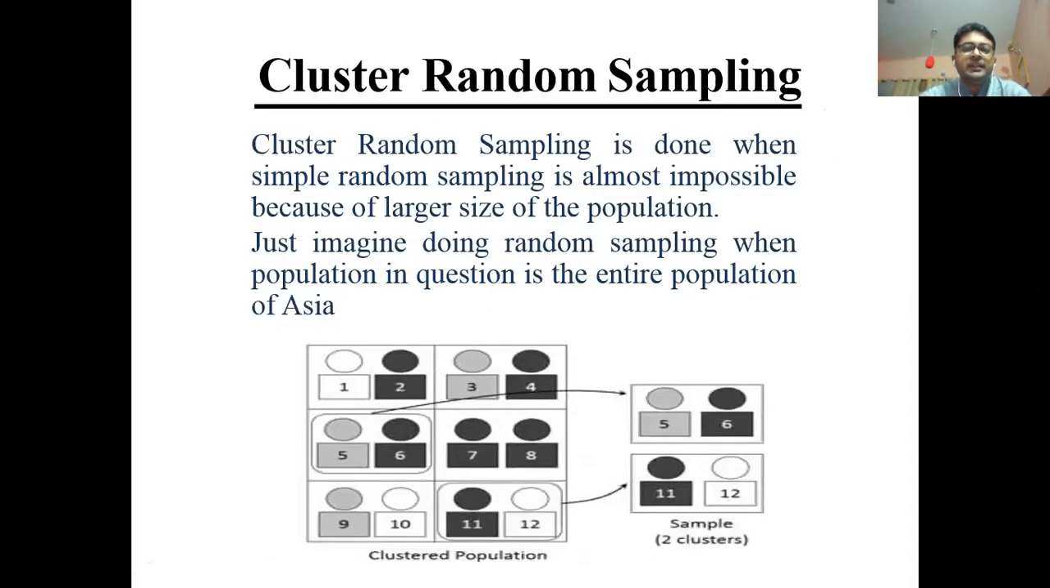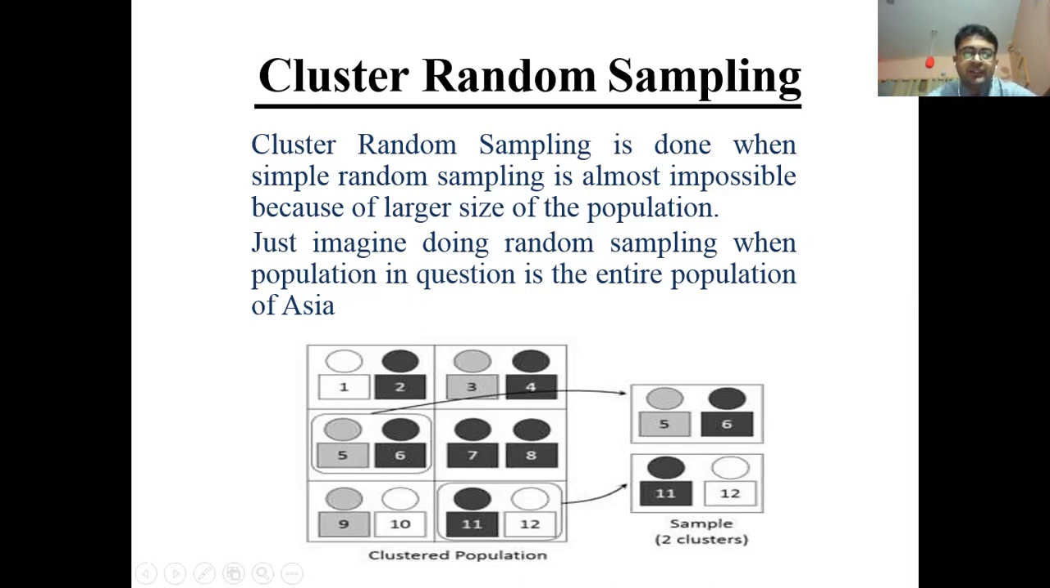Now, there is cluster random sampling. Cluster random sampling is done when simple random sampling is almost impossible because there is a larger population size. Just imagine the entire population of Asia. When the researcher has the entire population of Asia, it is very difficult to use simple random sampling and choose the samples randomly. What will the researcher do? The researcher will divide the population into clusters.